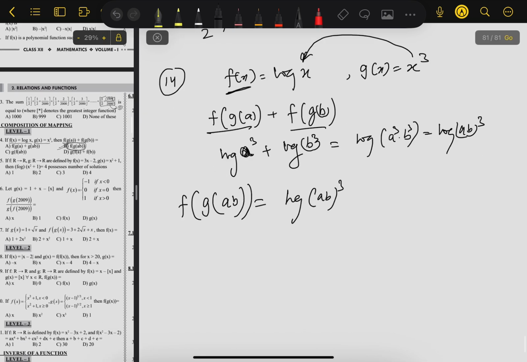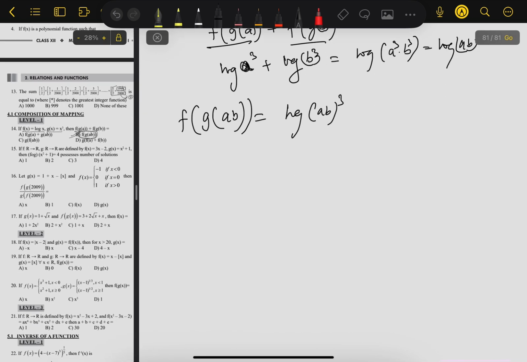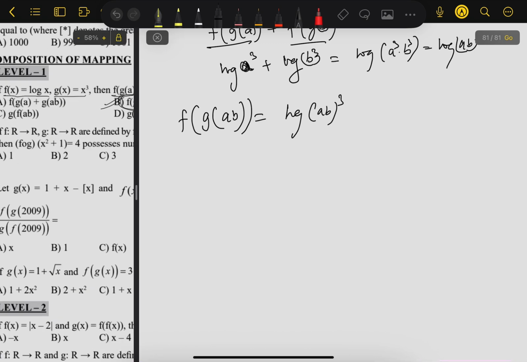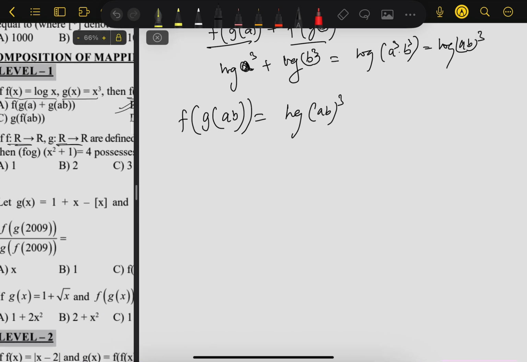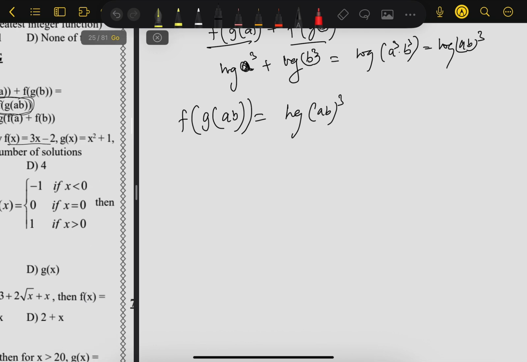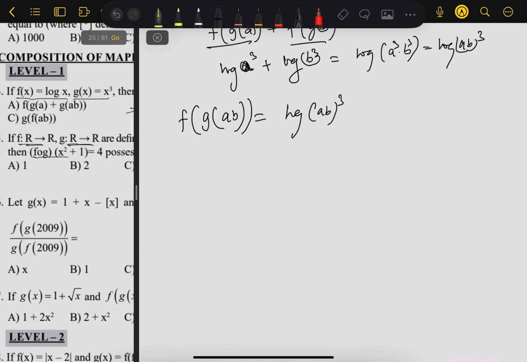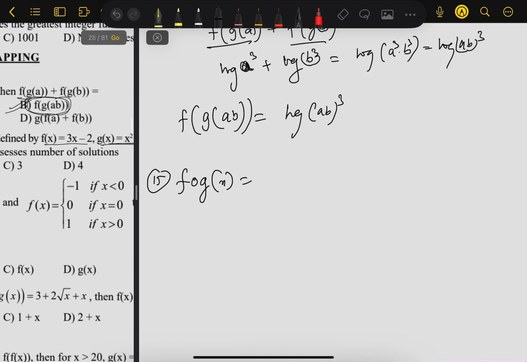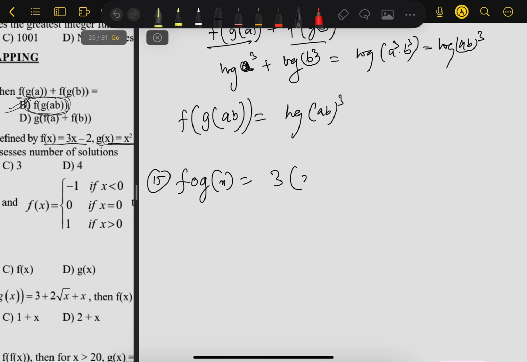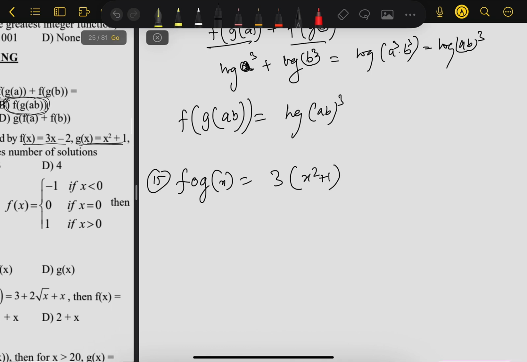Now this one, question number 15. For question number 15, f is defined from R to R, g is defined from R to R, f of x is 3x minus 2, that is a linear function. Here g of x is a quadratic function. We need to find f of g of x square plus 1. So first you need to find f of g. So f of g of x will be equal to, f of x is 3x, so 3 times x square plus 1, that is g of x, minus 2, right?